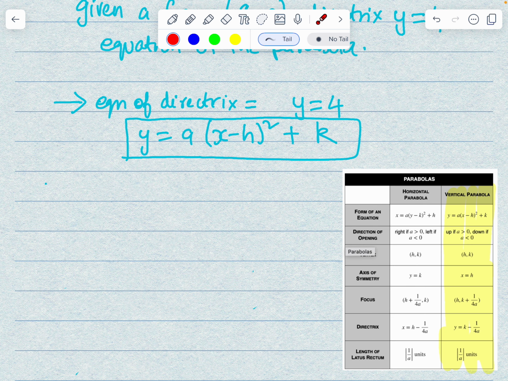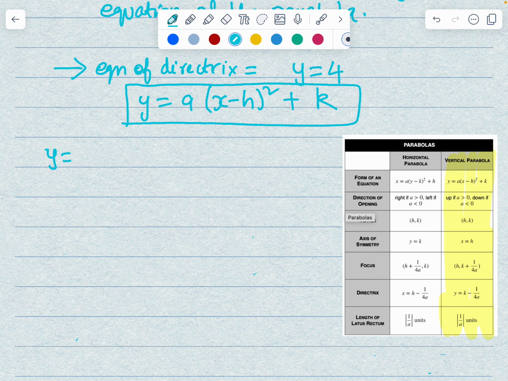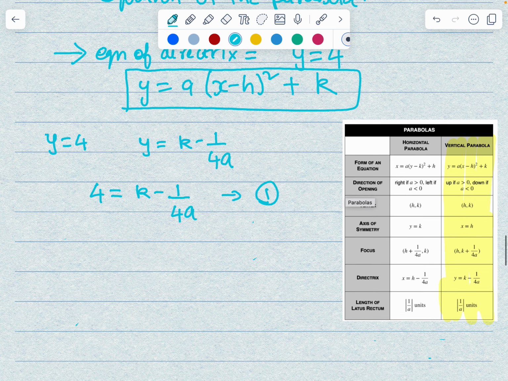Okay? And how do we find out everything else? Let's see. So the equation of the directrix was y = 4. But we know the equation of the directrix is k - 1/(4a). Now y is equal to 4, y is equal to this, so we can go back to your systems of equations where you could equate the right hand side if the left hand side is the same. So 4 = k - 1/(4a). So that's one equation. We can't still solve it because you have two variables and one equation, right? You need a second equation.